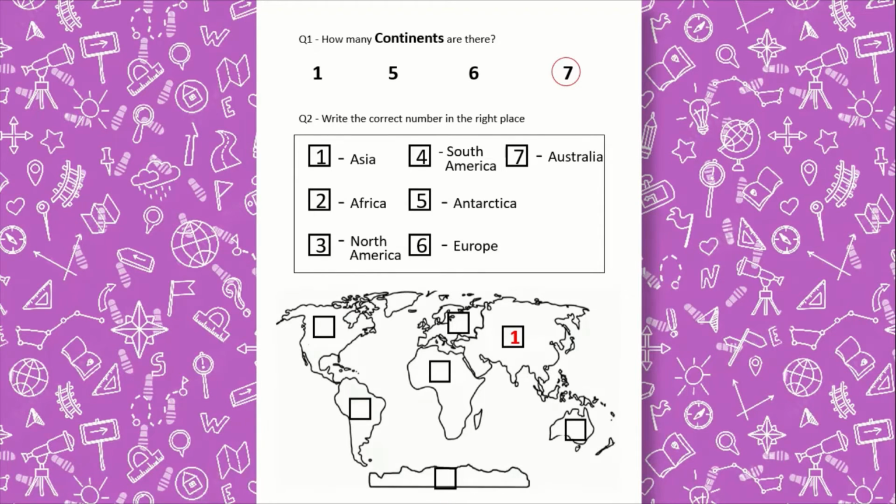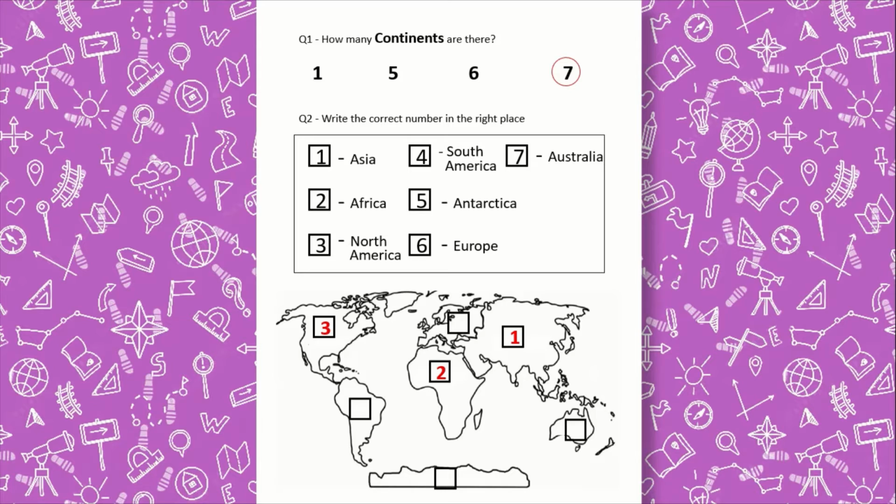Number 2 is Africa. Which animal lives in Africa? The lion. Where is number 2? Here. Correct. Number 3 is North America. Which animal lives in North America? The moose. Correct. Where is number 3? It's here. Correct. North. Upward.